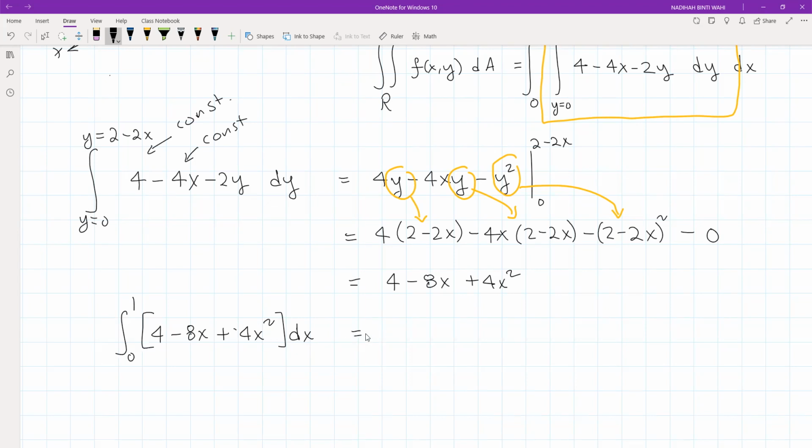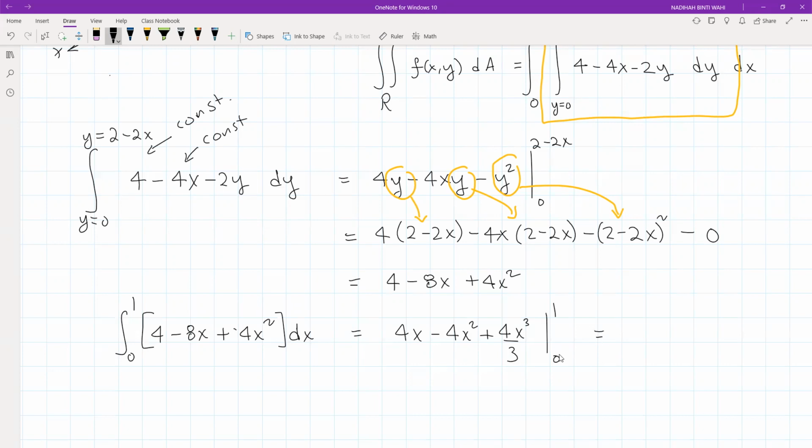You be careful with the parentheses. In this case, it's a bracket. Be careful with that. Okay, so when you integrate this, it will be 4x minus 4x squared plus 4x cubed over 3. And then evaluate from 0 to 1.